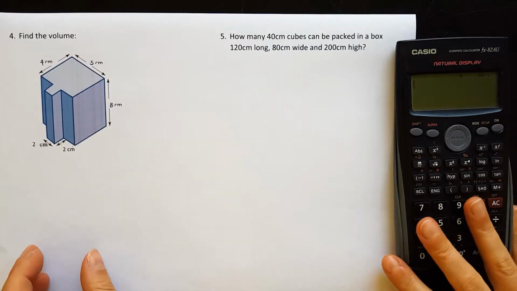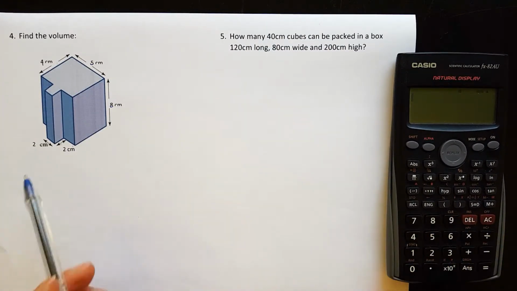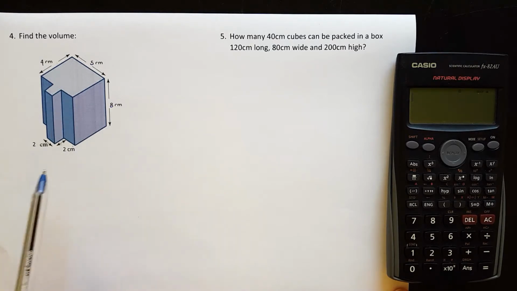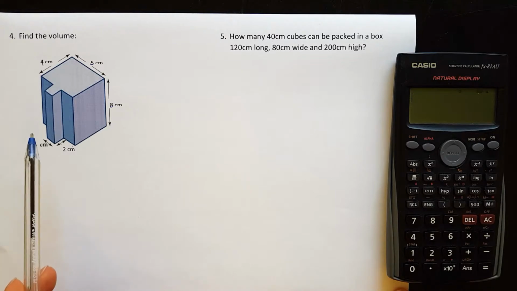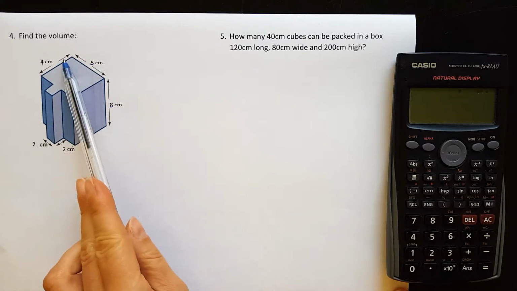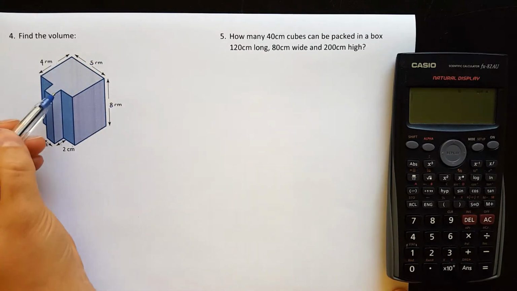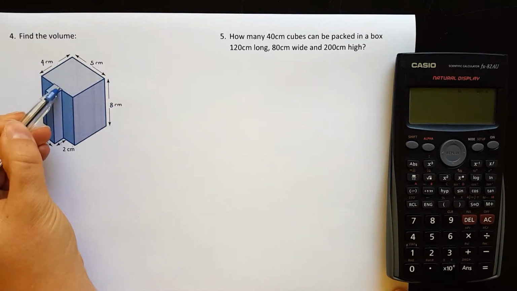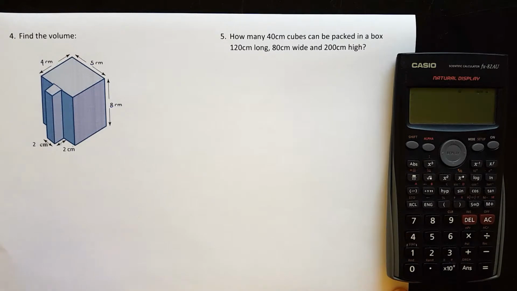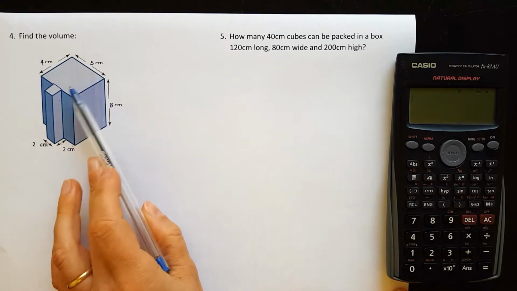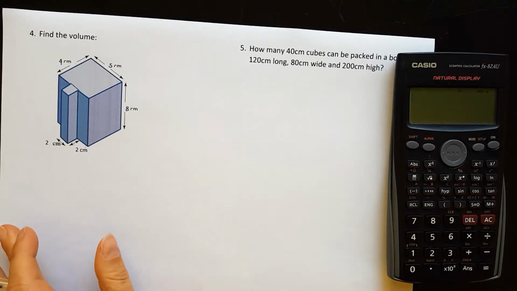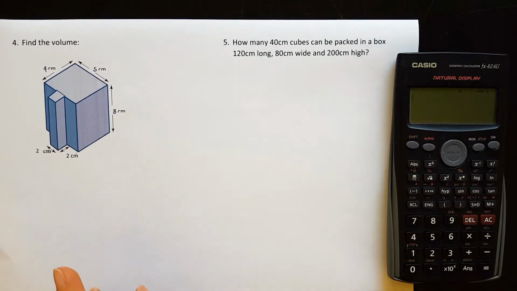Okay, for question 4, we want to find the volume of this prism. Now it is a prism, but it's not a rectangular prism. It's kind of got this extra bumpy bit hanging at the side. What we can do is imagine slicing this prism down here, slicing that part off so that we've actually got 2 rectangular prisms next to each other.